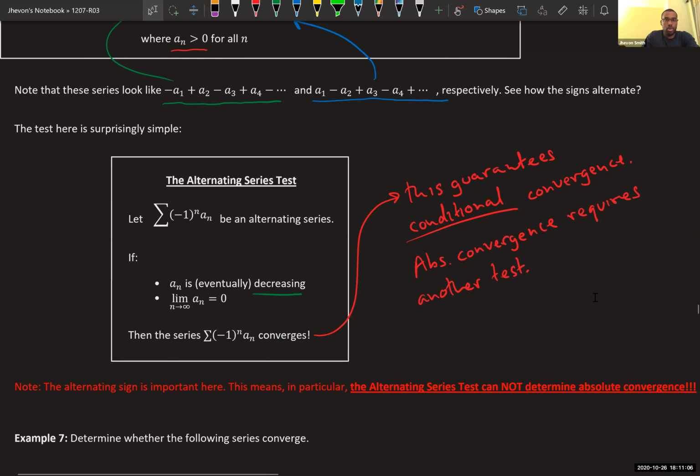So that's very important. The alternating series test can only tell you about conditional convergence. The series may converge absolutely, but the alternating series test cannot tell you that it converges absolutely. It can only tell you about conditional convergence. Okay, so let's actually jump into some examples.